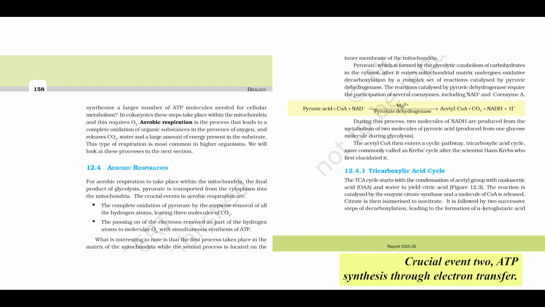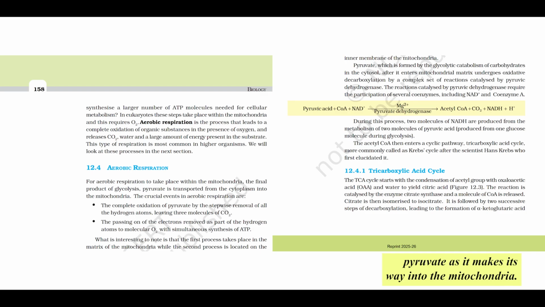Crucial event 2, ATP synthesis through electron transfer. This is where the bulk of the energy is harvested. The electrons, which were removed as part of these hydrogen atoms during the oxidation of pyruvate, are then passed efficiently to molecular oxygen, O2. Oxygen acts as the final electron acceptor. This highly controlled electron transfer is precisely coupled with the simultaneous synthesis of a very large amount of ATP. This second process is located on the highly folded inner mitochondrial membrane.